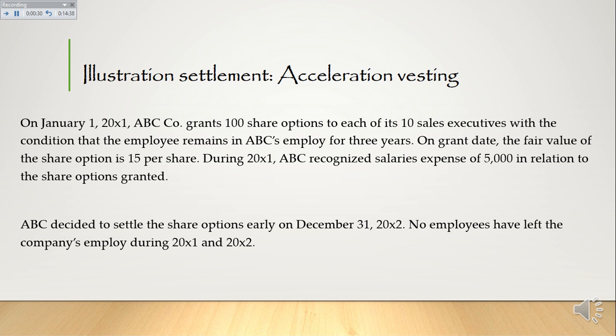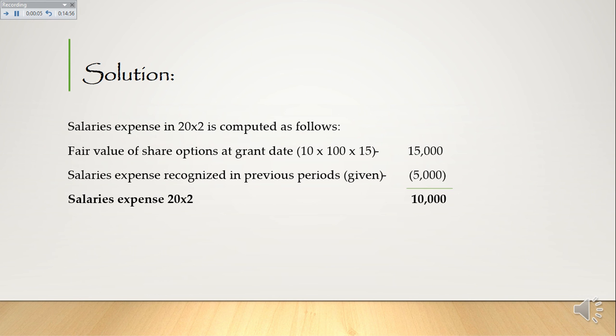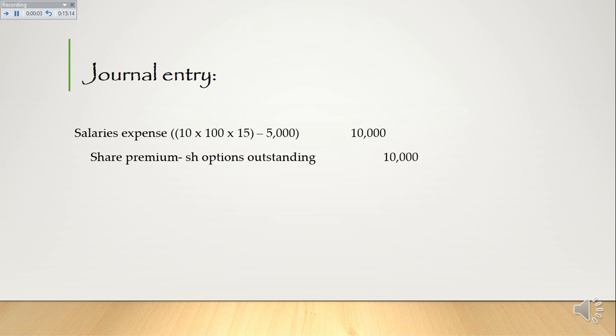Here, ABC decided to settle the share options early on December 31, 20X2. No employees have left the company's employ during 20X1 and 20X2. Since ang problem is acceleration of vesting, ang fair value of share options at grant date, which is 15,000, ima-minus natin yung salaries expense recognized in previous periods, which is 5,000, and now we get salaries expense of 10,000. What is the journal entry? Debit salaries expense 10,000 and credit share premium options outstanding 10,000.